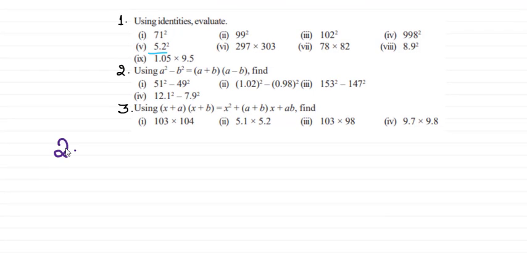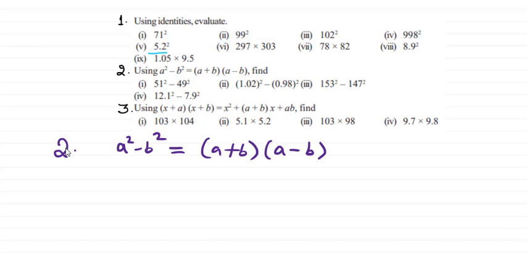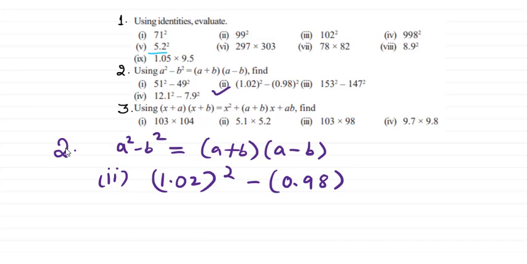Now in question 2 we have a square minus b square. We have to use this identity, which is a plus b into a minus b, and a few sums are there. Using this it becomes very easy to calculate. So I'm taking the second one. In the second one we have 1.02 whole square minus 0.98 whole square.